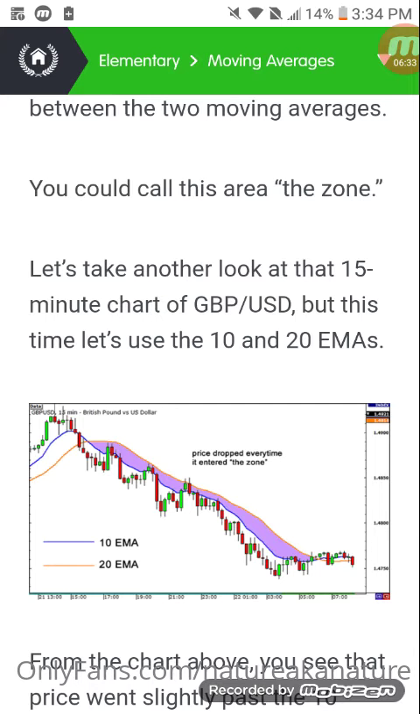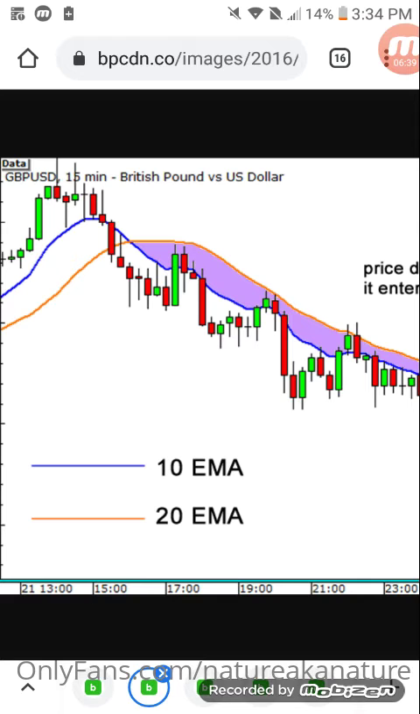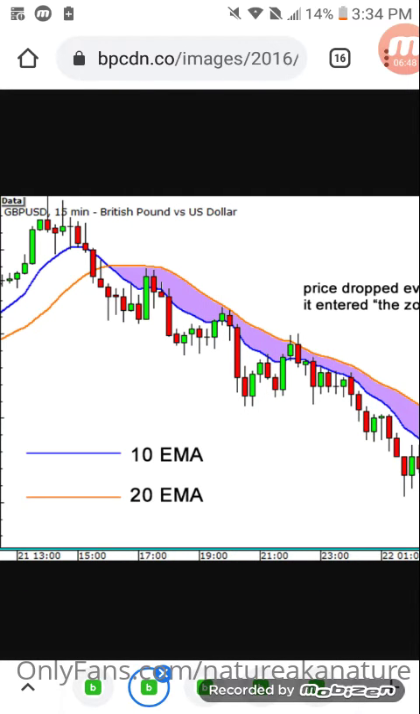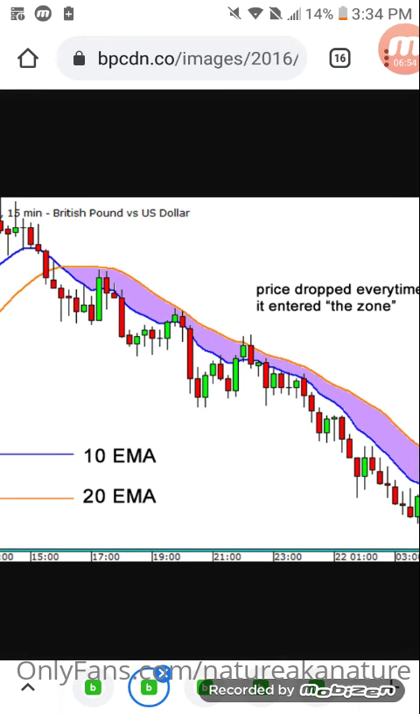So this is the 10 and the 20 EMA. Let's see what price does. Price makes a moving average crossover right here. Once you see the crossover on top of a resistance level, it lets you know that price wants to drop. And the moving average crossover lets you know when to enter and when to exit a trade.